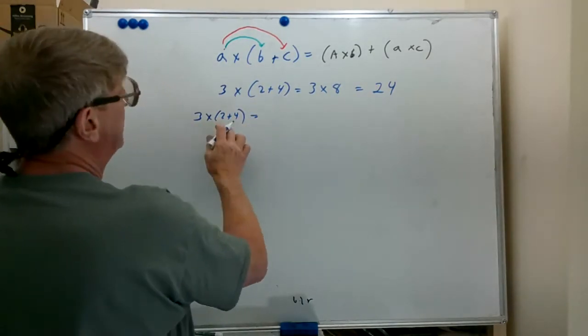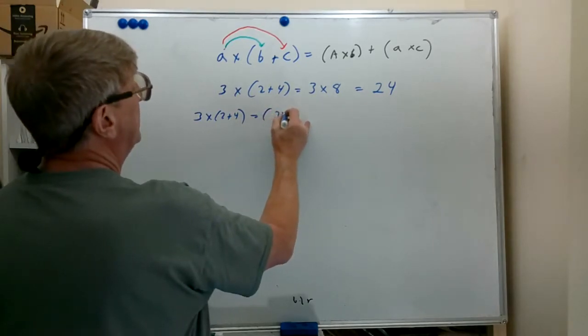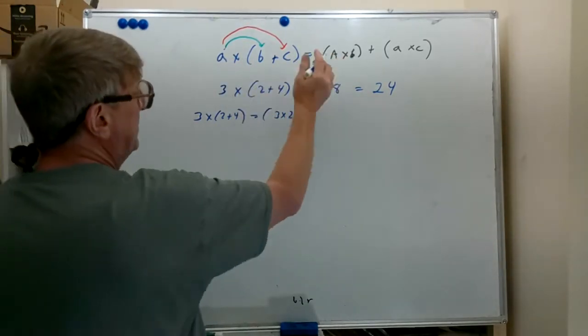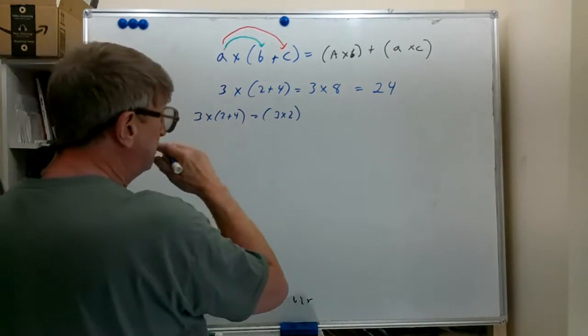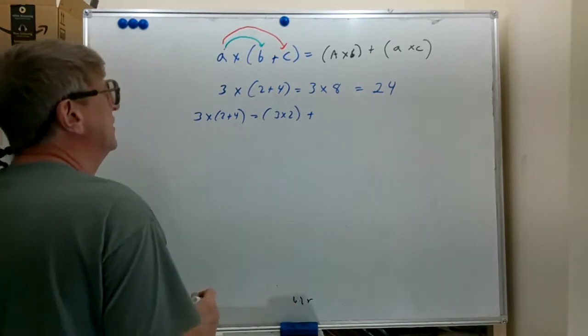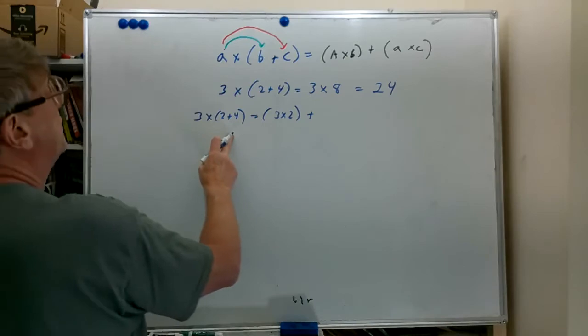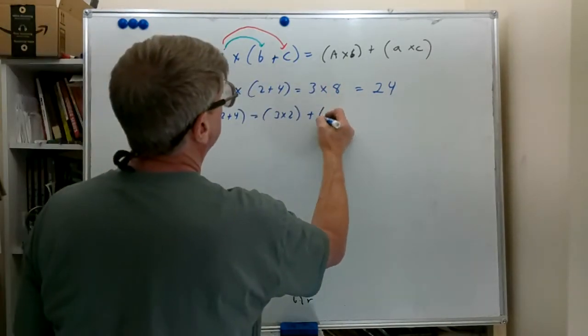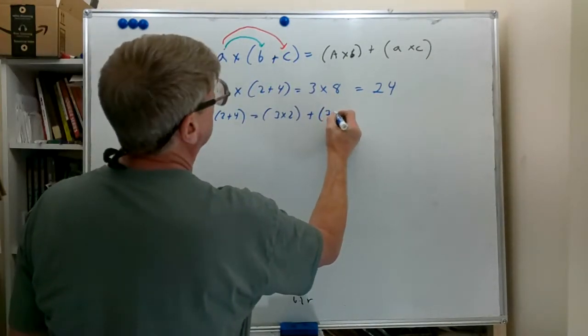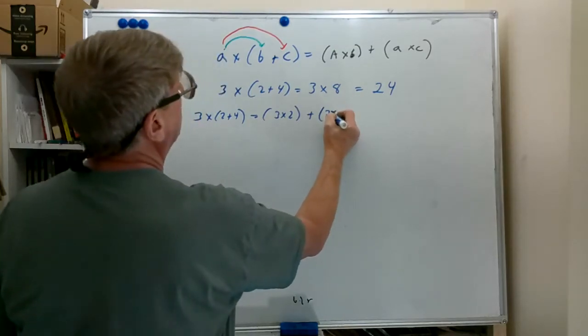So we're going to distribute 3 to the 2. 3 times 2, just like we distributed the A to the B. We're not going to do anything with the plus just yet. We're going to distribute 3 to the 4, just like we distributed the A to the C. 3 times 4.